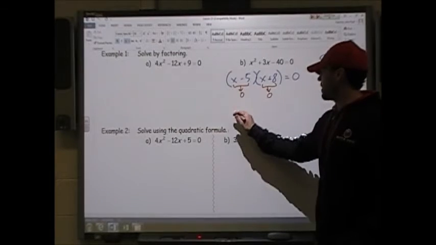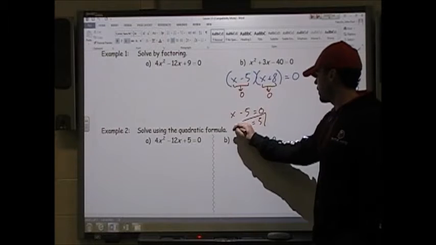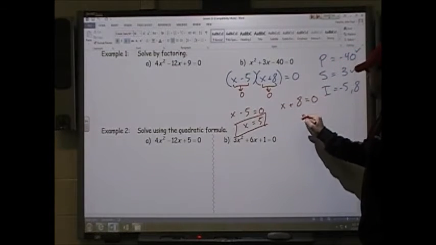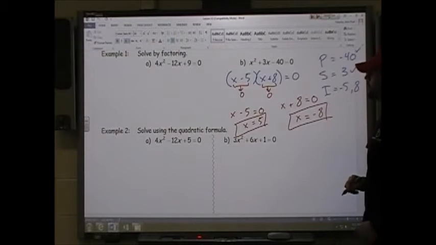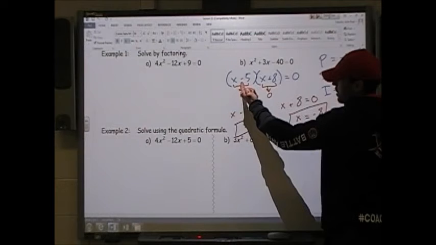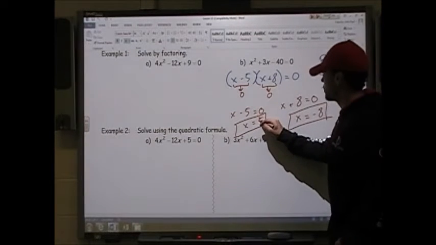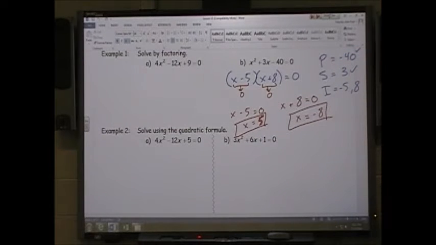And so if this bracket is 0, if x minus 5 equals 0, that just means x equals positive 5. That's one of your answers. And if x plus 8 is equal to 0, that just means x equals negative 8, bringing the 8 to the other side. Some of you may just be able to look at that, okay, x equals 5 makes that bracket 0. So I'm okay with that. You don't have to show this step. But these are the two answers. 5 and negative 8 are your two solutions.